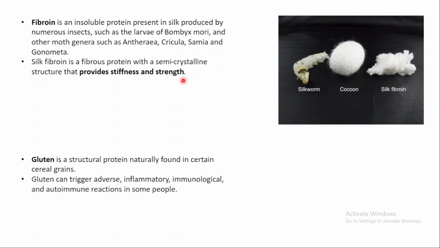And gluten finally, which is the correct answer. Gluten is a structural protein naturally found in certain cereal grains. Gluten can trigger adverse inflammatory, immunological, autoimmune reactions in some people. So this is what I was mentioning, that many people in the West have gluten intolerance, gluten allergy, because gluten is a protein found in cereal grains. So it is found in wheat, basically, and can trigger allergic reactions.